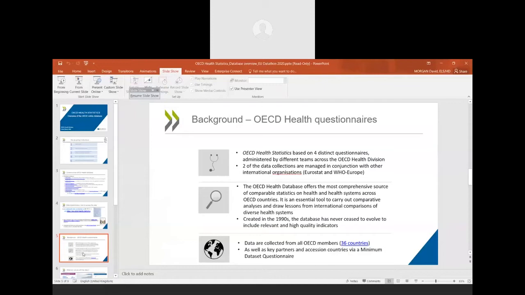So the resulting OECD health database, which is updated every year, really gives you a comprehensive source of statistics on the health and healthcare system in the OECD countries. And it's used by many analysts and policymakers to look at comparative analyses across different health systems. This is not a new database. It's been well established for about 30 years now. But it's forever growing and going into new areas of health statistics when those become more pertinent and relevant to current policy needs. As I said, all these data are collected from all the OECD members, which currently is 36 countries, as well as some of the key economic partners and accession countries who hope to be members of the OECD in the future.